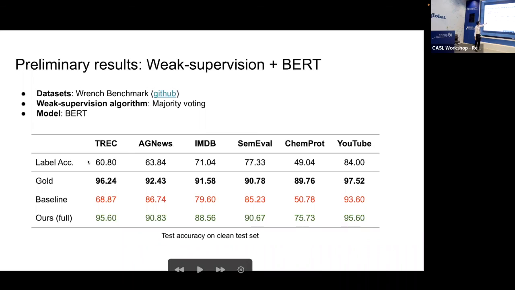And then the baseline performance is the performance we get from training our model on the noisy data. As you can see, there is a lot of performance degradation for all the data sets. And the final row is after applying our data cleaning algorithm. The validation size is about 10 times smaller than the training data set for all these tasks. And just by collecting 10% of the data, we were able to recover the full gold performance for almost all tasks.